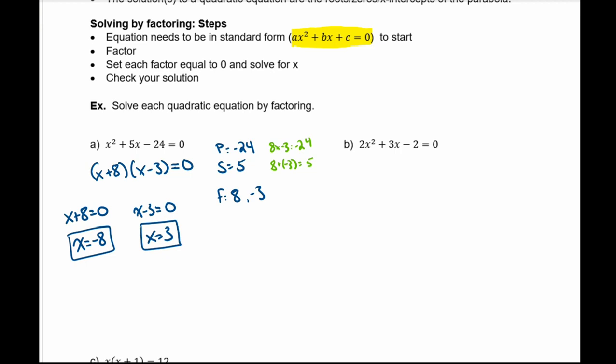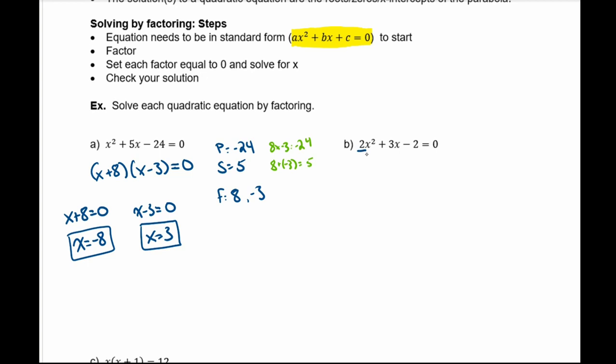In B, we're going to do the same thing. We want to factor it. So let's check. Can we common factor? No. Is it a difference of squares? No. Are there any perfect squares? No. Is it a complex trinomial? Yes. And it's a complex trinomial because of that value in front of the x squared.